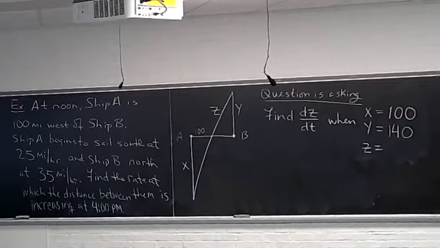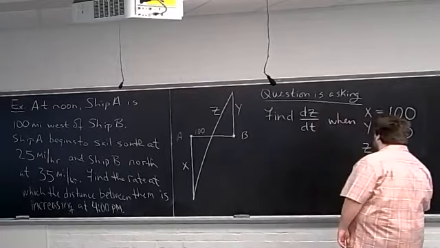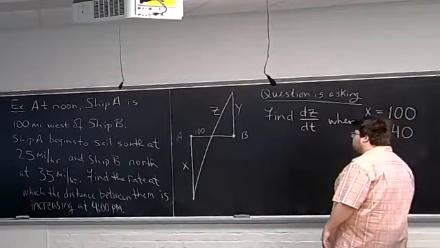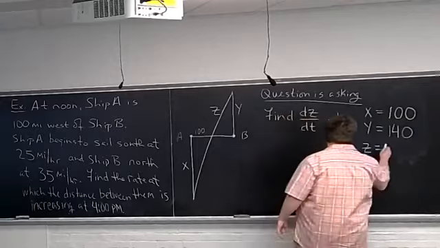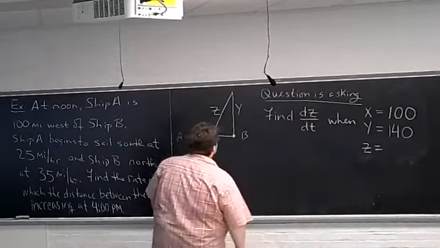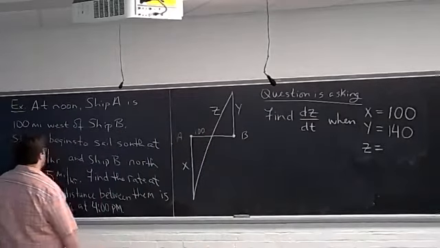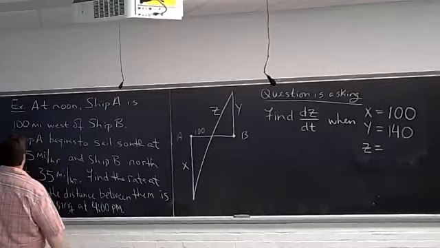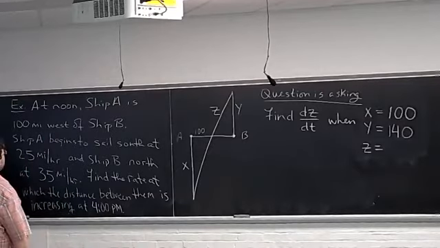Now, how about Z? Well, we'll figure that out in a moment. To figure that out, we are going to need to dissect this diagram a little more, but there will be a z value, which we will find in a moment. But what else is happening? Find dz/dt when x is that, y is that, z is something. If you want, you can fill it in, it's 260, but we'll see in a moment.